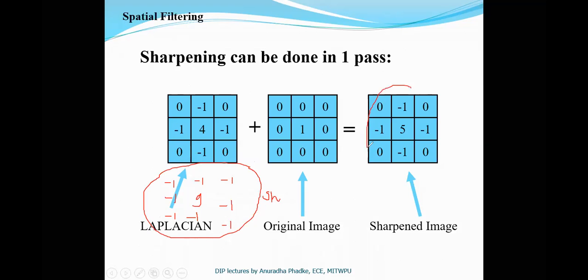So we can use either this mask, 5 surrounded by four -1s, or 9 surrounded by all -1s. These two masks are useful for image sharpening. Whereas 4 surrounded by four -1s and 8 surrounded by eight -1s, these two masks are useful for edge detection or fine detail detection. And these two masks, that is 5 surrounded by -1 and 9 surrounded by -1, are useful for image sharpening. Okay.